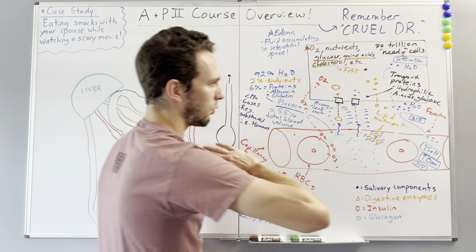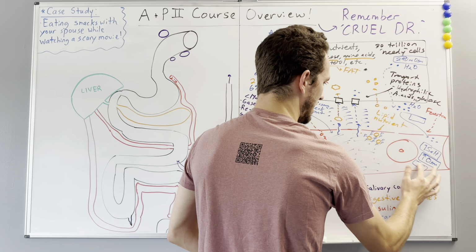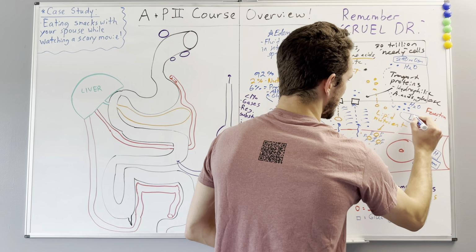Now, let's say that we're under normal homeostatic conditions though. So we're pre-eating our salty snacks. So we're going to say that the osmolarity is still at 290 in all these places. Great.